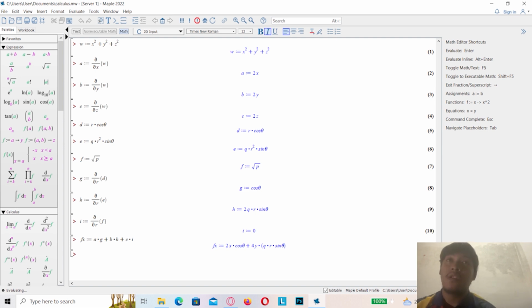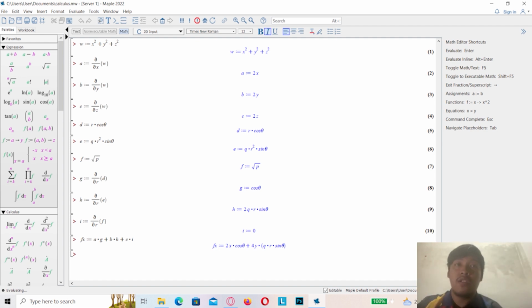So we put W equal to X square plus Y square plus Z square, and then A equal to del per del X, B equal to del per del Y, and C equal to del per del Z. After we put this, we will get a value A equal to 2X, B equal to 2Y, and C equal to 2Z. After that, we just continue on and put D equal to R multiplied by cos theta. We get the same as E equal to Q plus R square sin theta, and same goes for F.